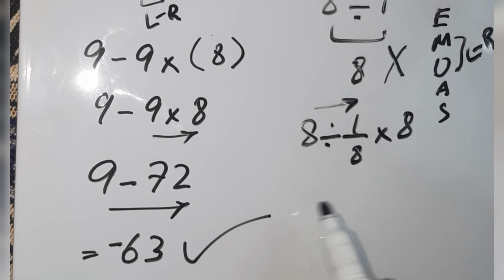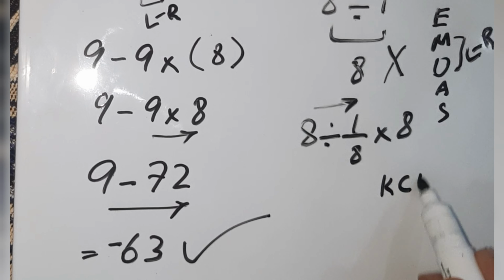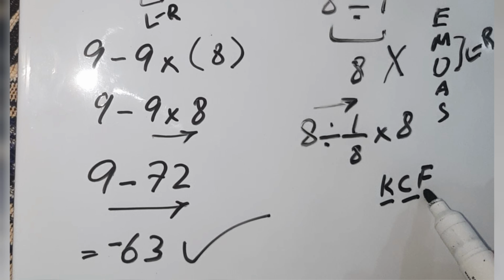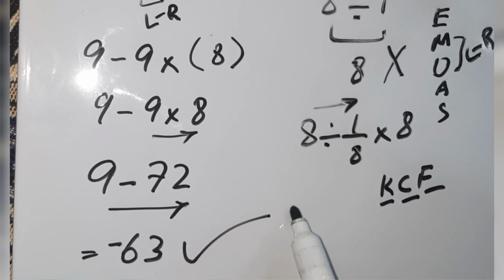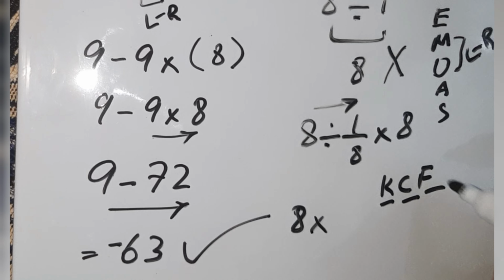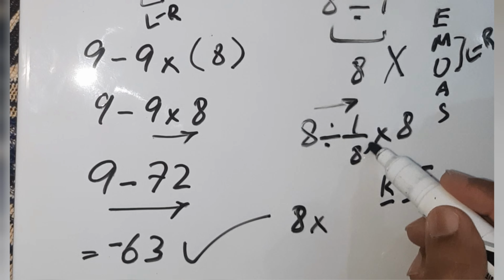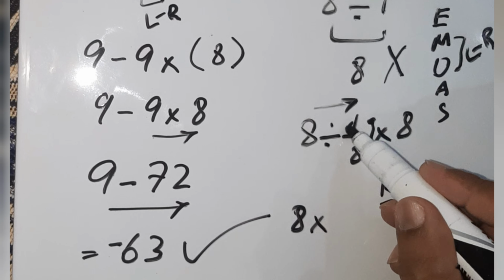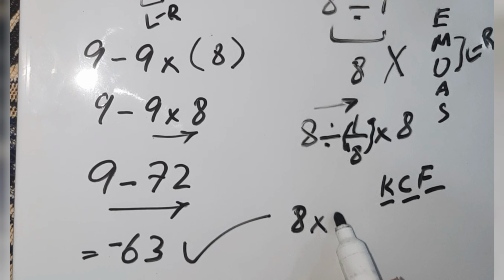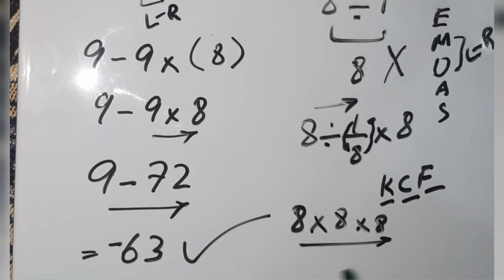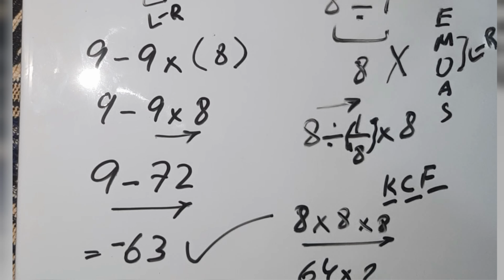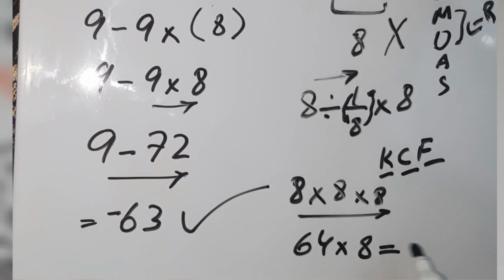Before we do the division, first we follow the KCF rule, where K is for keep, C for change and F for flip. It means 8 remains the same, and C for change, division converts into multiplication, and F for flip, where the denominator 8 changes into the numerator position and the numerator changes into the denominator. So 8 times 8 times 8. Finally, here there is only multiplication. So first we do 8 times 8 gives us 64, and 64 times 8 gives us 512. This is the right answer.